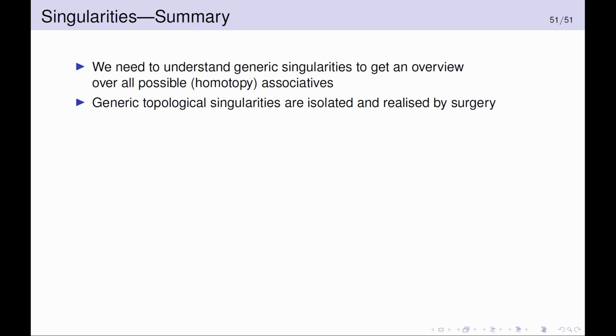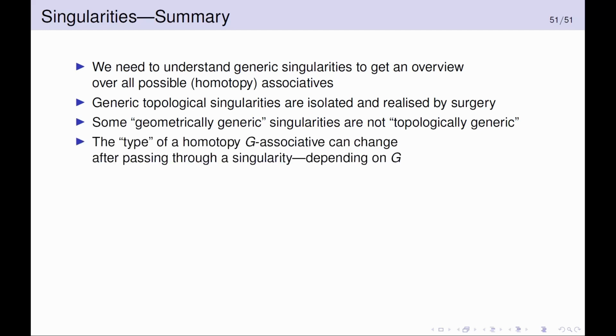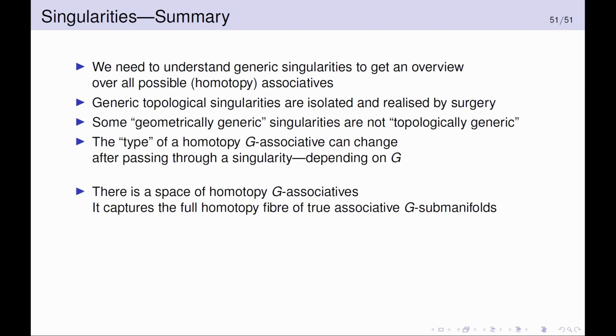Generic topological singularities are isolated and realized in surgery. We've seen one instance. There's also one where we perform a one surgery. And some geometrically generic singularities are not topologically generic. That was the first one. And the type of a homotopy G associative can change when we pass through a singularity. How it changes depends on the structure group G that we've picked, and SO3 seems to be a good choice.